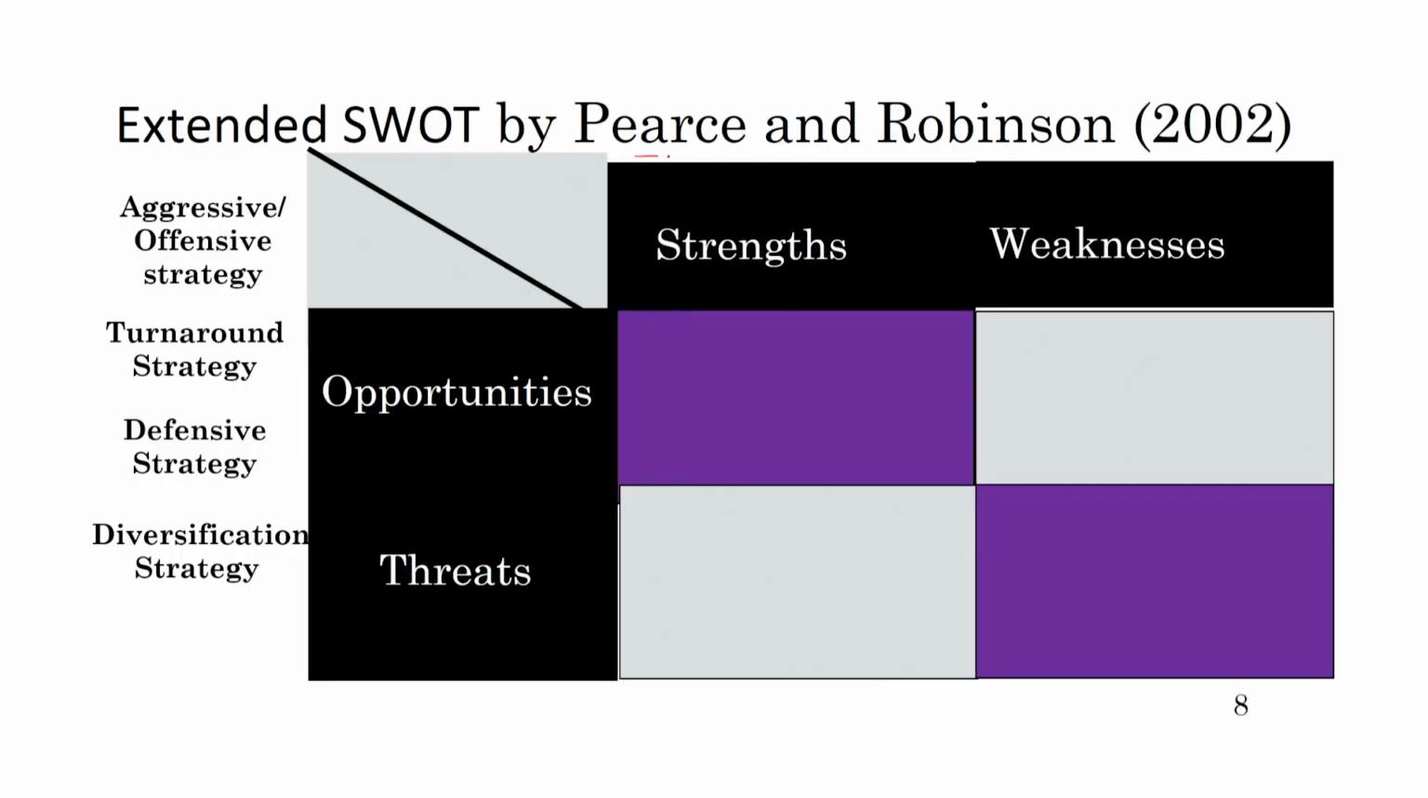Pearce and Robinson has given names to these strategies which we were discussing: the Maximax, Maximin, Minimax and Minimin. So the names given by Pearce and Robinson are that if we combine our strengths and opportunities, the name of the strategy is aggressive or offensive strategy.